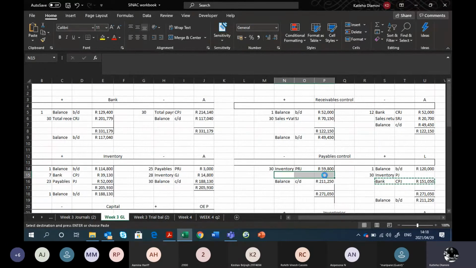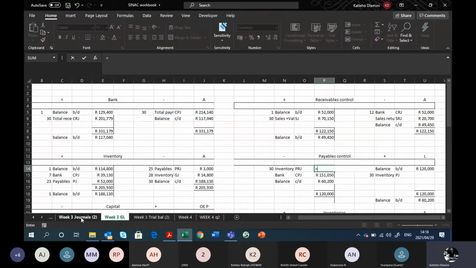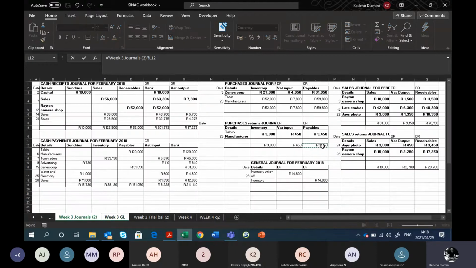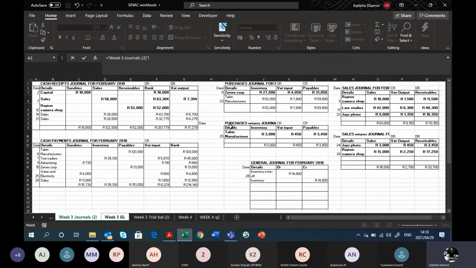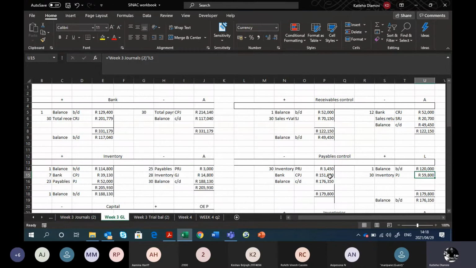So whenever we pay our payables, it's going to take down our liability. And then those returns are sitting over here. And the 59,800. Okay. Fine. Okay, that's better. This side is bigger. 150. Yeah, this side is still bigger. This side is definitely still bigger.